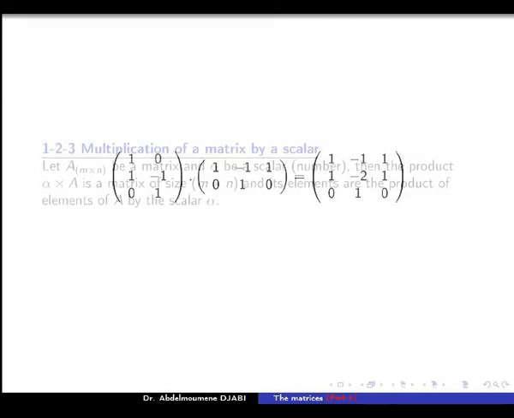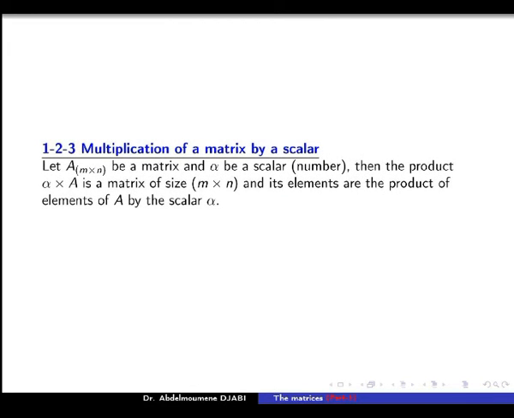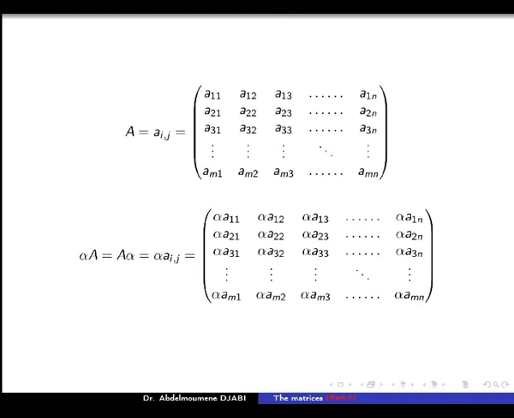For the product of a matrix with a given number, we multiply each element of this matrix by this number.